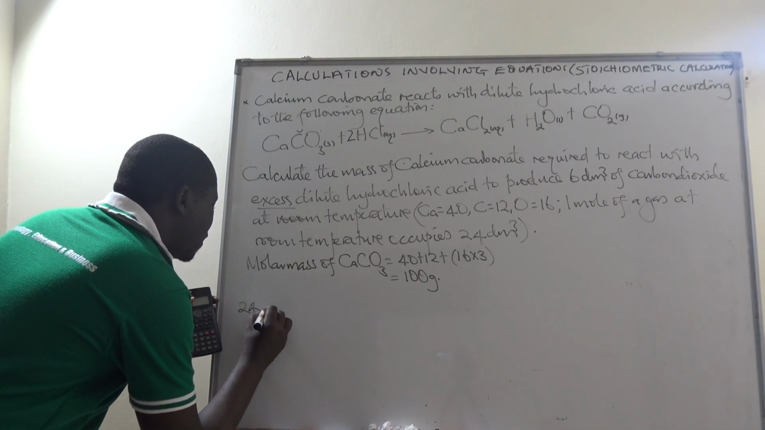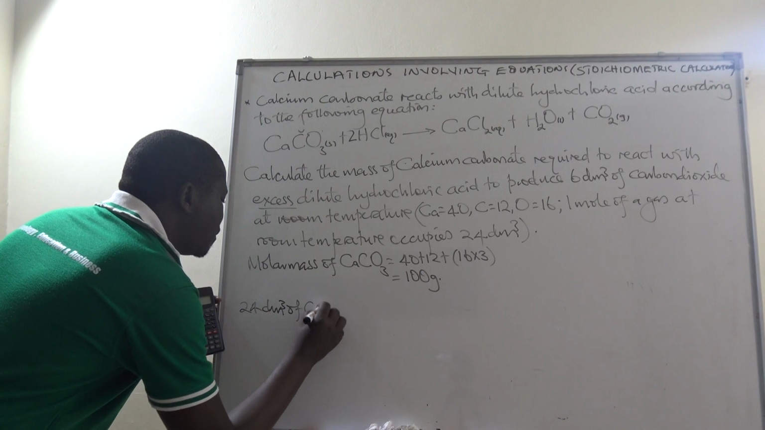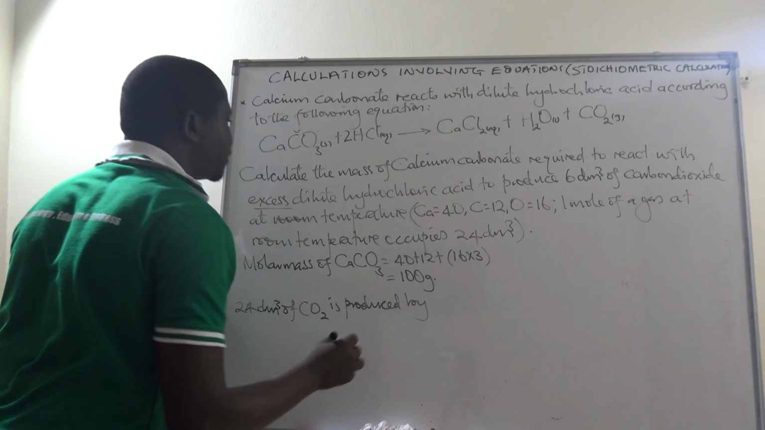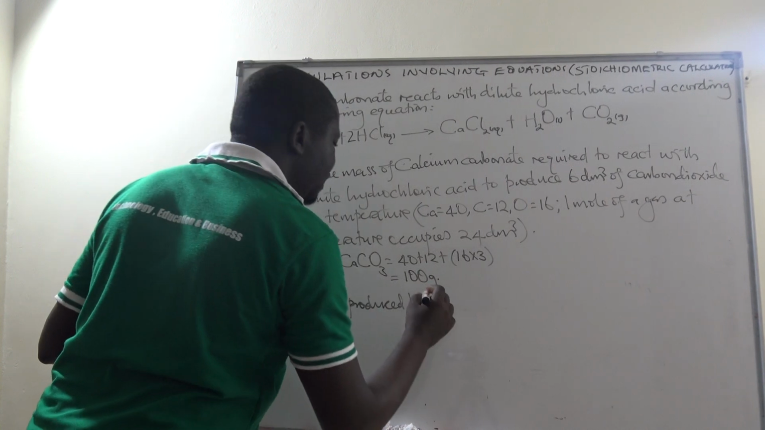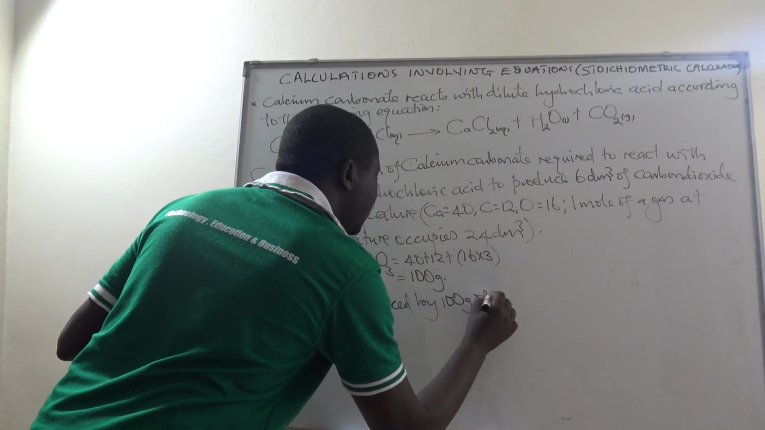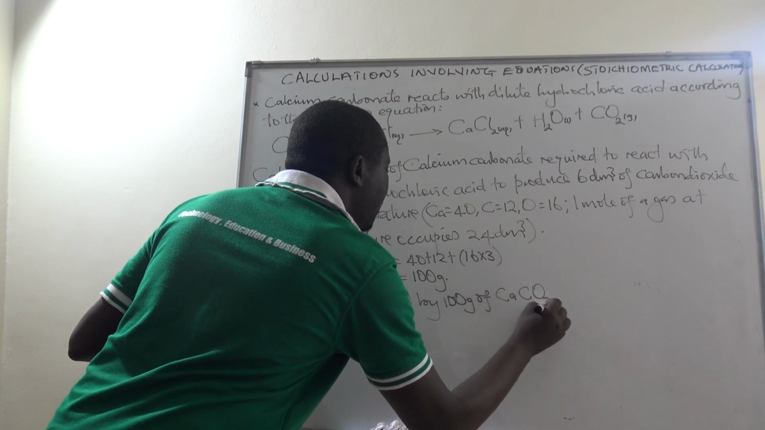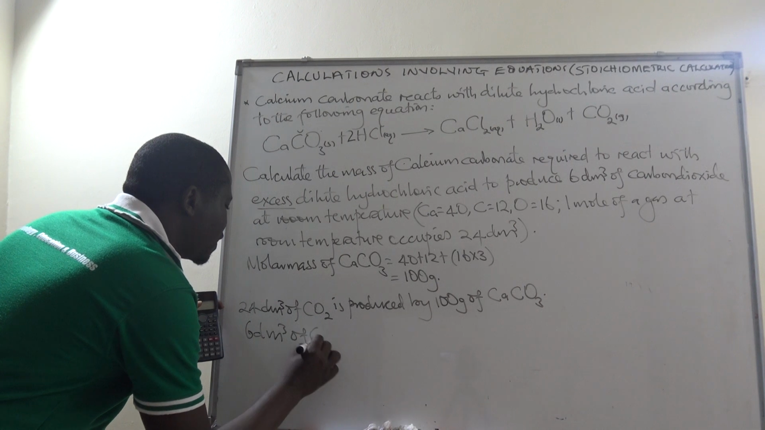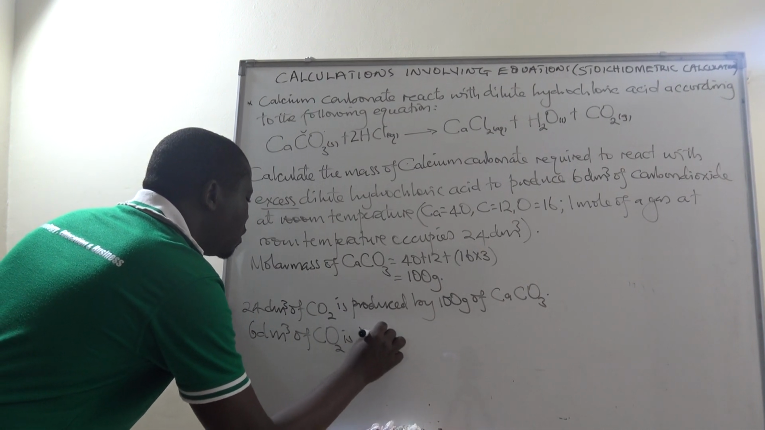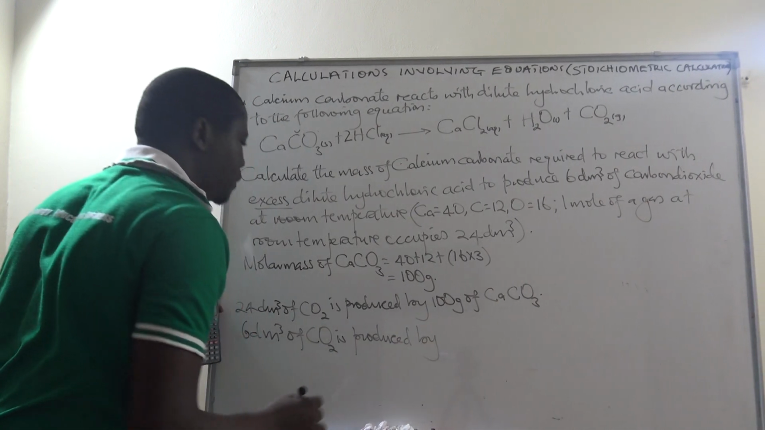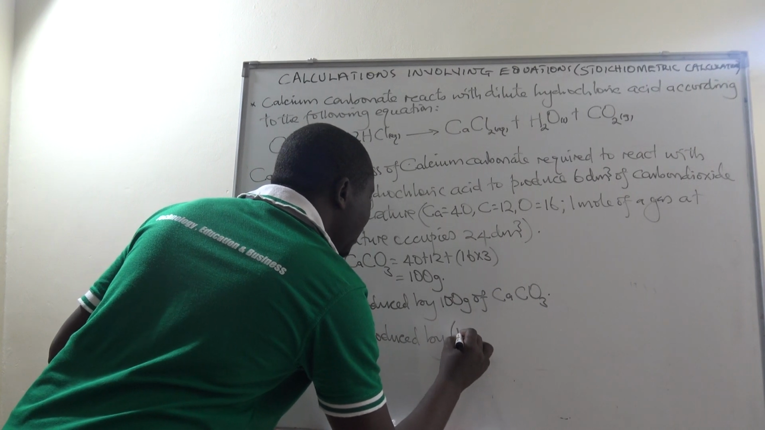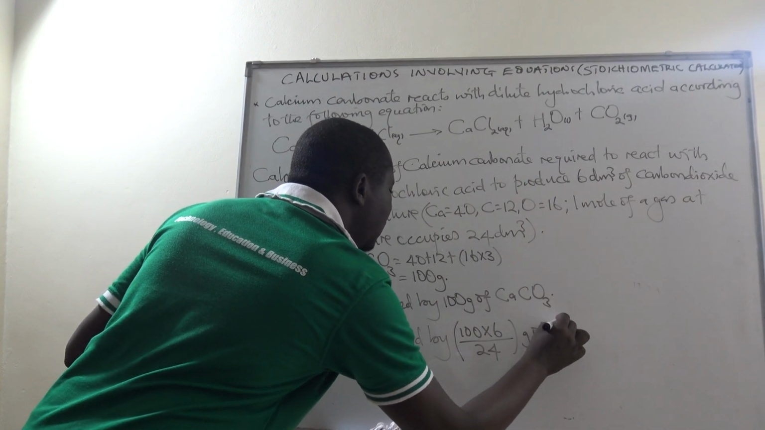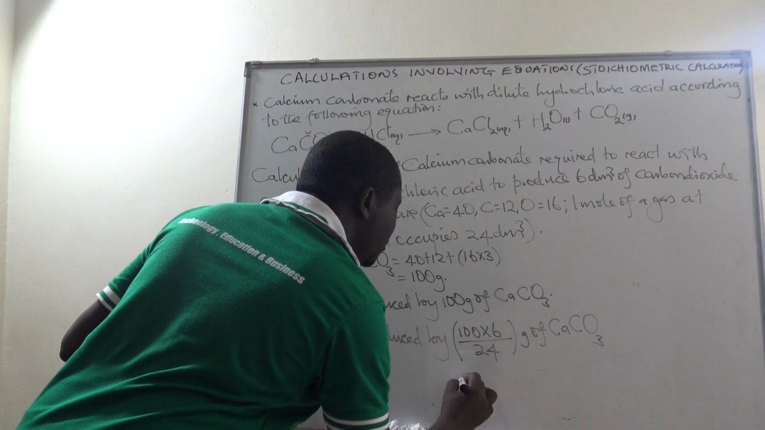Then we say 24 cubic decimeters of carbon dioxide gas is produced by 1 mole of calcium carbonate, which is 100 grams of calcium carbonate. What of the 6 cubic decimeters? The 6 cubic decimeters of carbon dioxide is produced by, then we cross multiply, 100 times 6 divided by 24 grams of calcium carbonate.